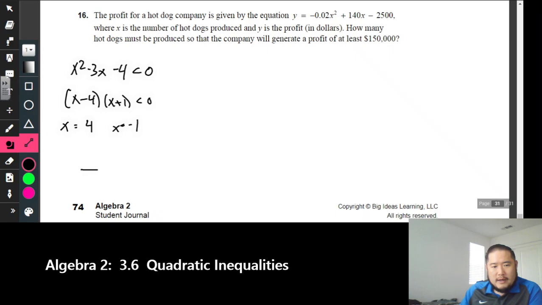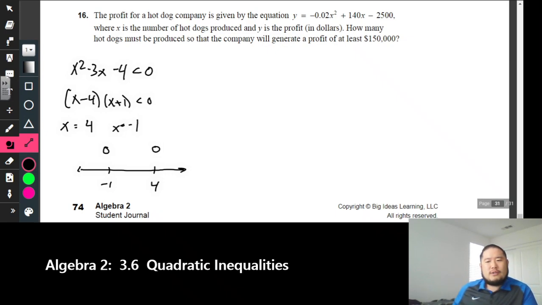So let's make our number line right here. And I've got negative 1 over here. I've got 4 over here. Now, based on my inequality, we have the less than symbol. So that means, once again, we have open circles. Okay? Is it always open circle? No. But in this instance, because it's less than, that's what we're going to have.